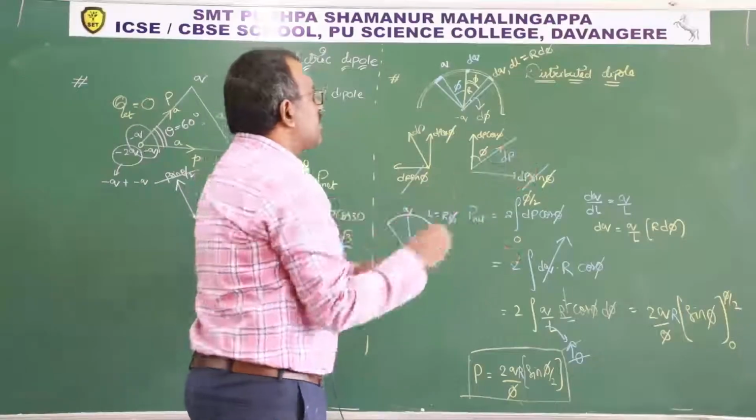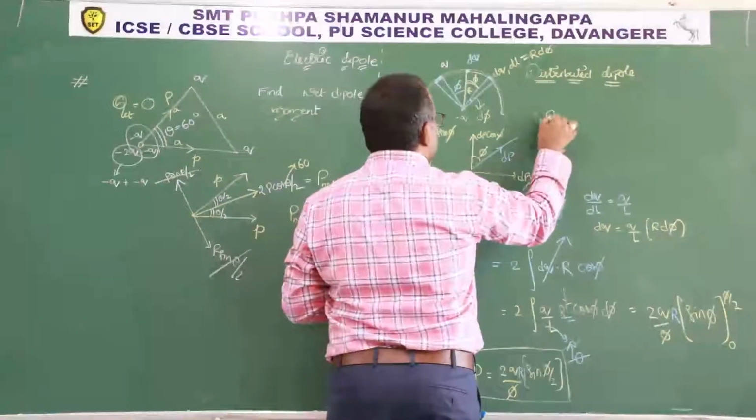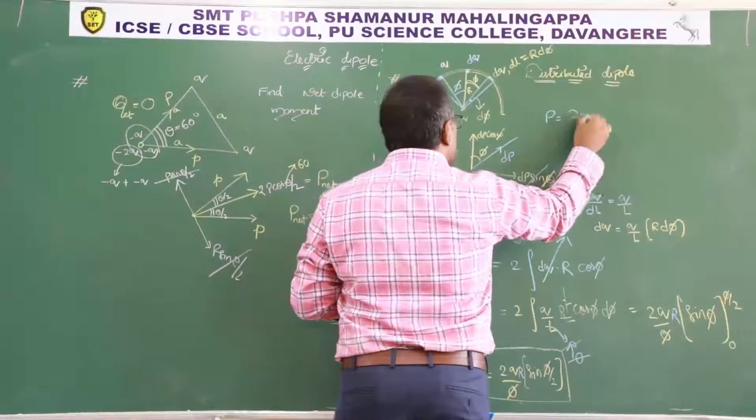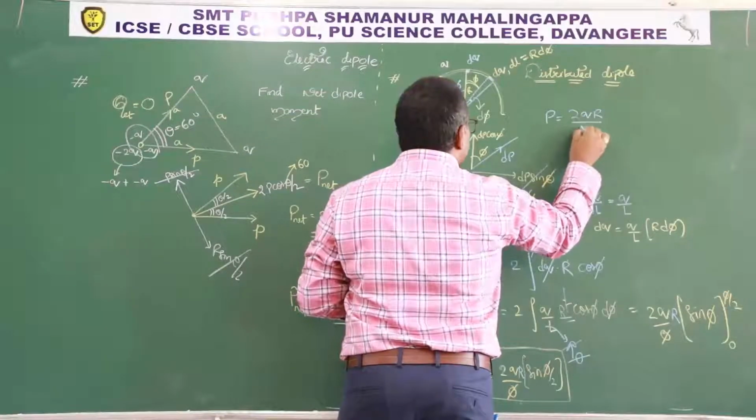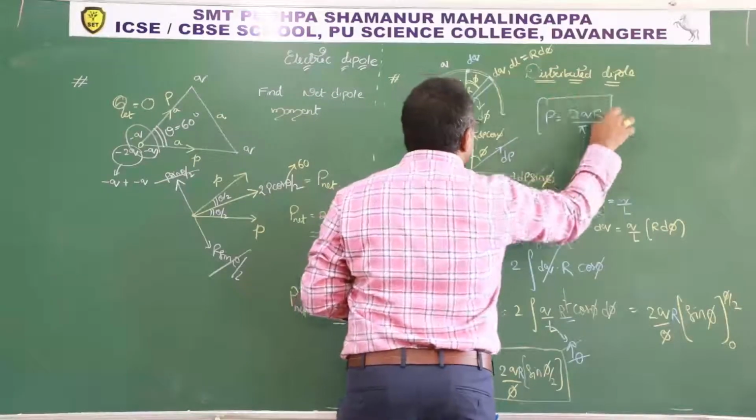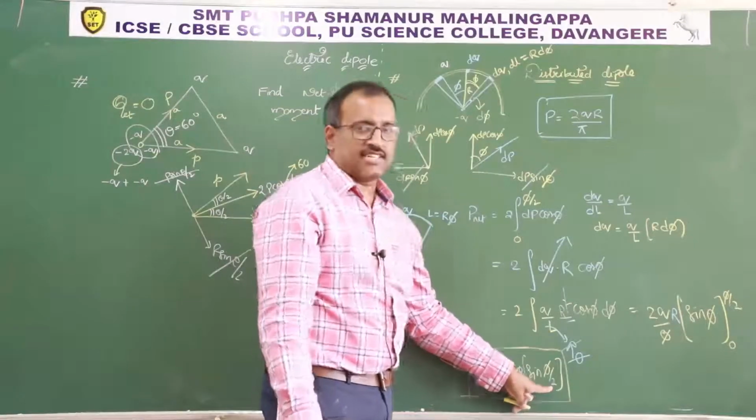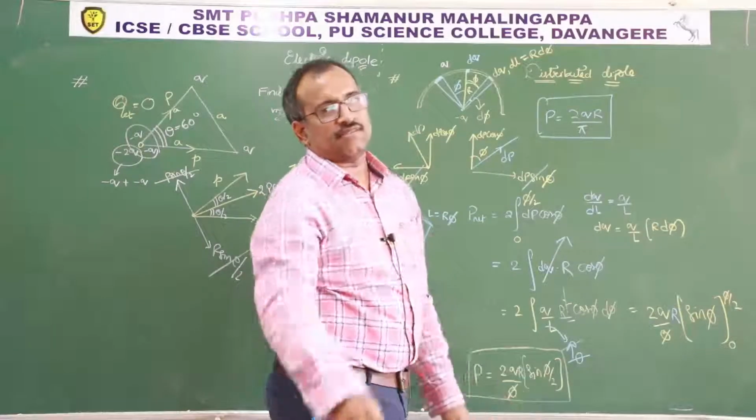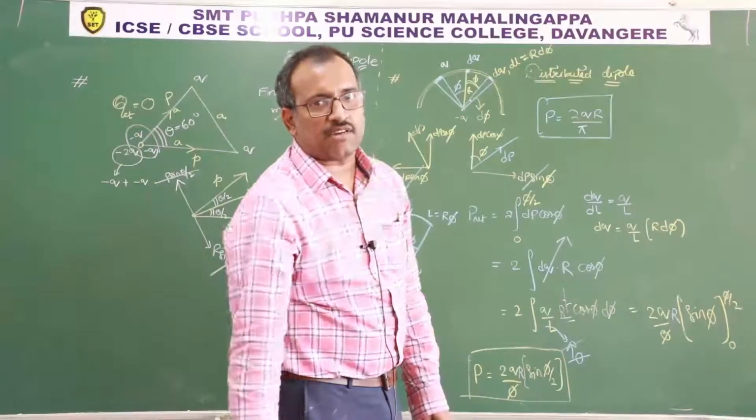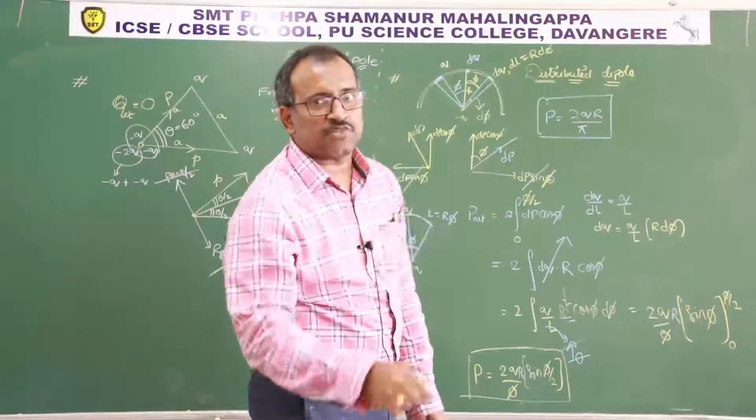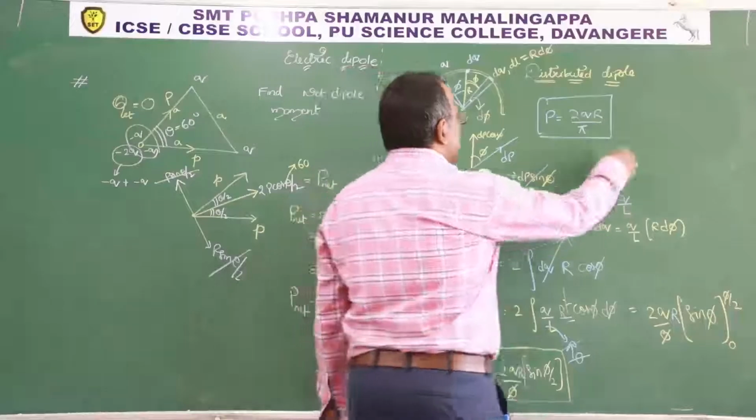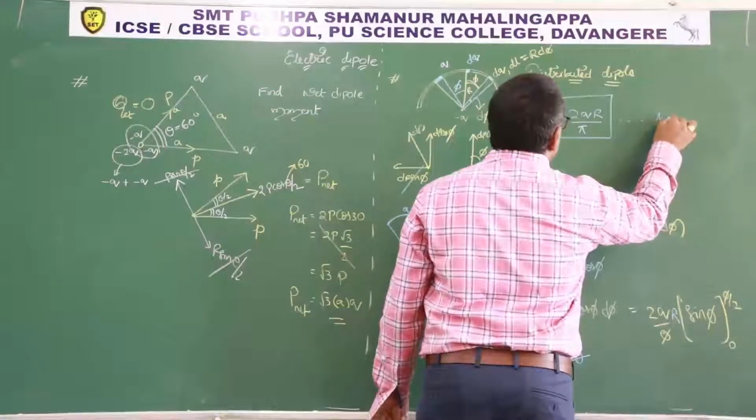So the final answer for this, substituting, P is equal to 2QR by pi, because pi by 2 is 90 degrees, and sin 90 is 1. You have to be number 1. Remember, practice makes you perfect. So this is the final answer.